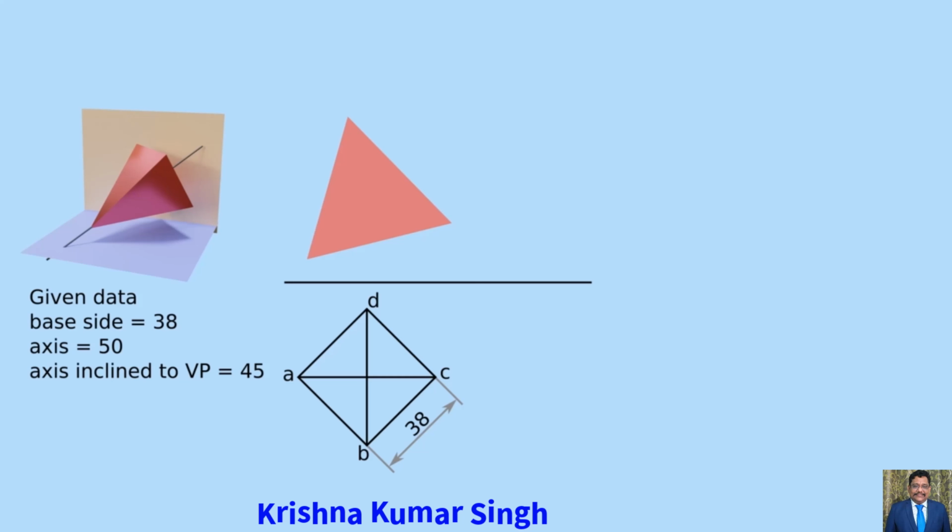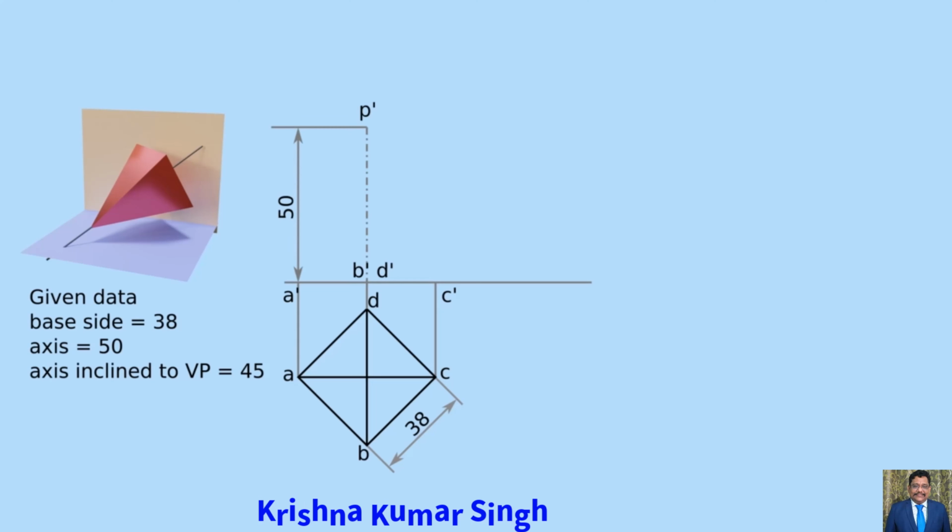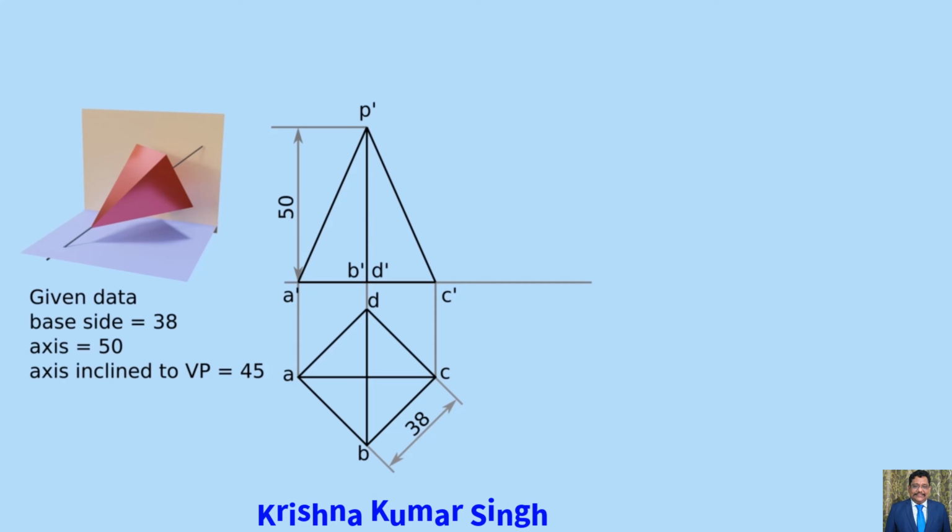Now, we have to project its front view. The front view of the square pyramid is triangular in shape. Shift the points A', B', C', D' on line XY by drawing construction lines from the top view of step 1. Now give axis length is equal to 50 mm to draw O', P' is equal to 50 mm. Then join O', A' and O', C'. The obtained triangle is the front view of the square pyramid.